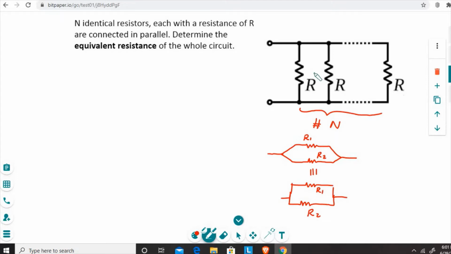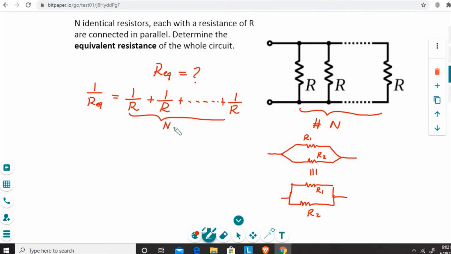Now, if you have n identical resistors in parallel, how do you find the equivalent resistance for this system? So that means we need to find the equivalent resistance. Here I'm going to use that general expression: 1 over R equivalent. I will write 1 over R. I have another 1 over R, so that's the first resistor, second resistor, and like that I will have n number of resistors. So there will be uppercase N number of resistors.